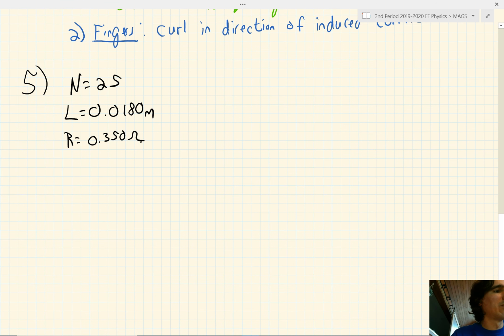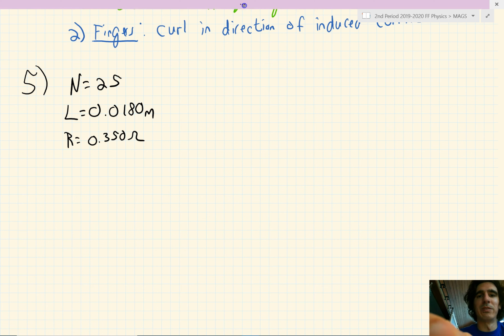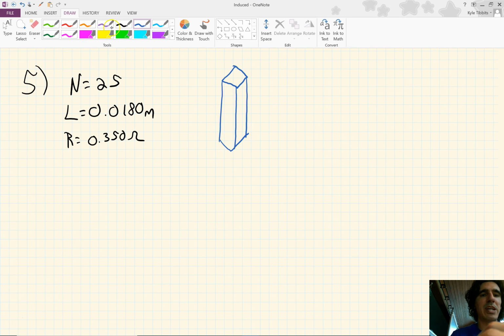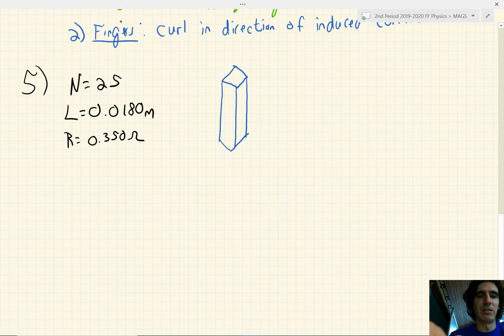An applied uniform magnetic field is perpendicular to the plane of the coil, directed upwards towards the z-axis. So if we were to draw a picture, we're going to draw a square coil. And what we have is the magnetic field is perpendicular to the plane of the coil, directed in the z-axis. So that would be going upwards like this. So we can draw our x-axis along this plane, our y-axis along here, which means our z-axis is going upwards.